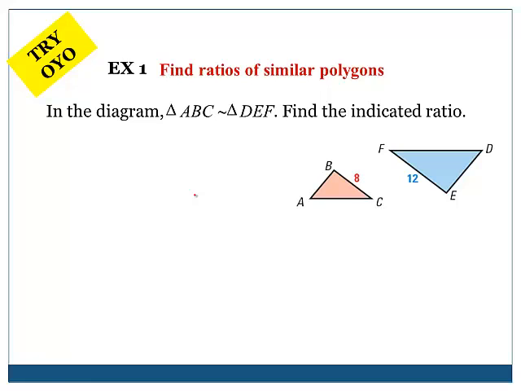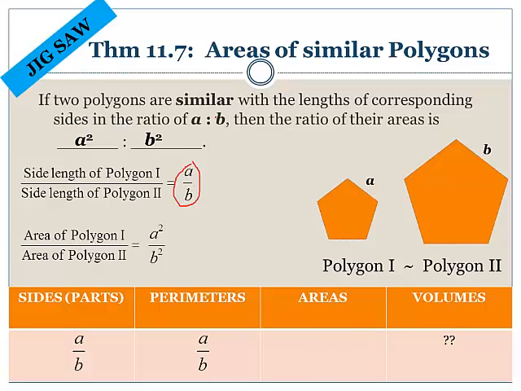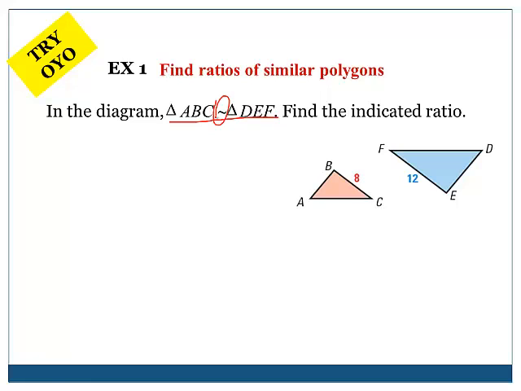So we have example 1, find the ratio of similar polygons. I tell you, first off, that triangle ABC is similar to triangle DEF. Remember that symbolism here, similar. It says find the indicated ratio. So I'm asked to find the ratio red to blue of the perimeters. If you remember from the previous part, the ratio of the perimeters is just going to be whatever one side length is to whatever another side length is. So in terms of the similar position parts, I know BC's similar position would be the same thing as EF's similar position, which they actually give, BC to EF.